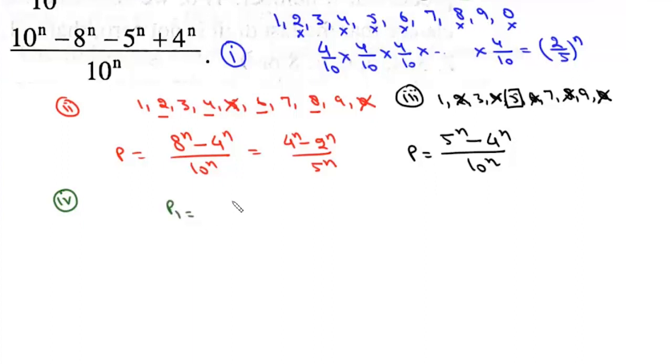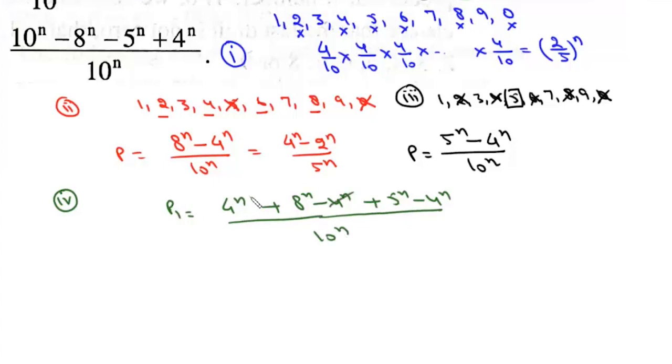Now this is 2 by 5 to the power n, which is 4 to the power n. This one is 8 to the power n minus 4 to the power n, and this is 5 to the power n minus 4 to the power n, upon 10 to the power n. Now here 4 to the power n will cancel.